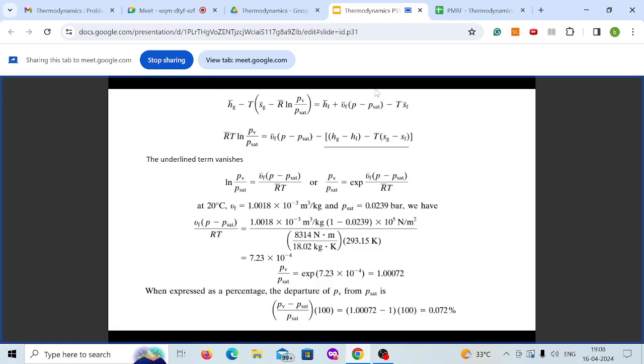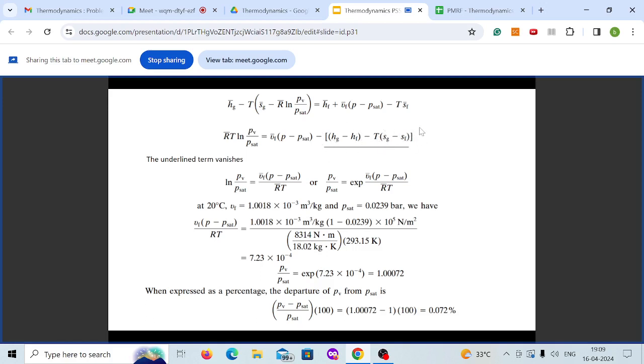So this is the final expression which you get. Hg minus T into Sg minus R ln PV by Psat equals HF plus Vf into P minus Psat minus T into SF. So here if you see, the only unknown is PV. So if you write everything in terms of RT ln PV by Psat, you will get Vf into P minus Psat minus Hg minus HF minus T into Sg minus SF.